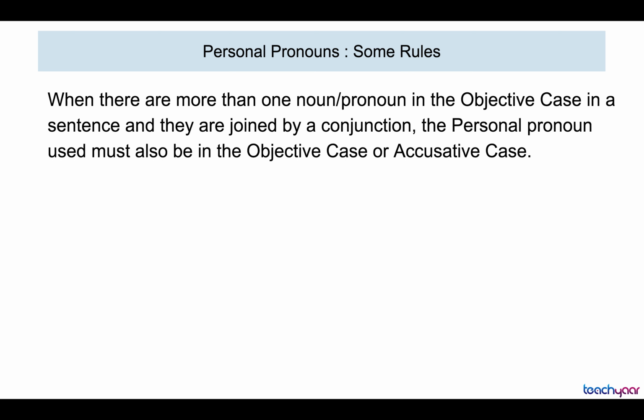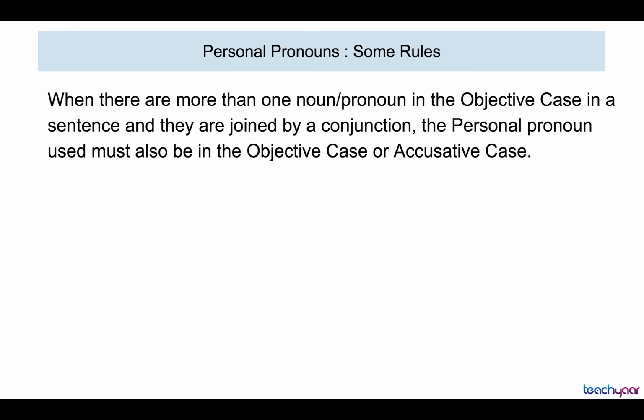When there are more than one noun or pronoun in the objective case in a sentence and they are joined by a conjunction, the personal pronoun used must also be in the objective case or accusative case.